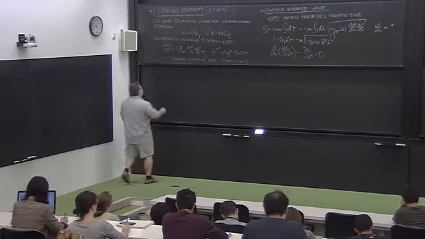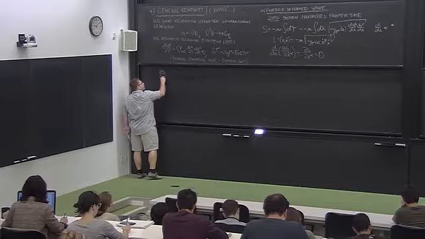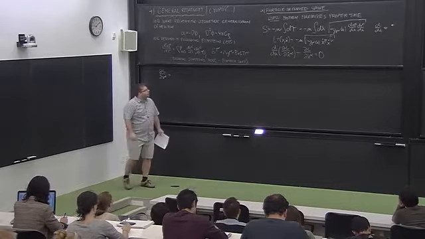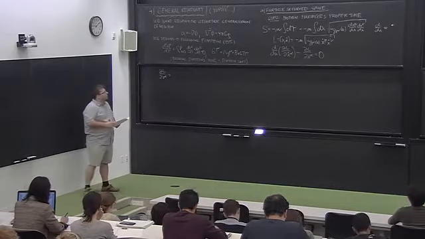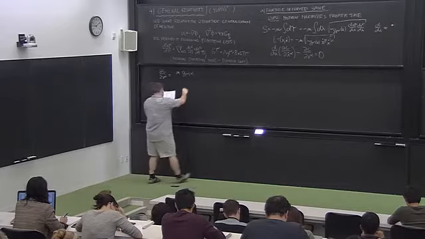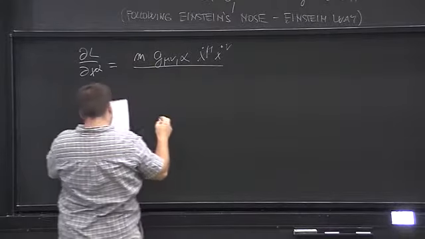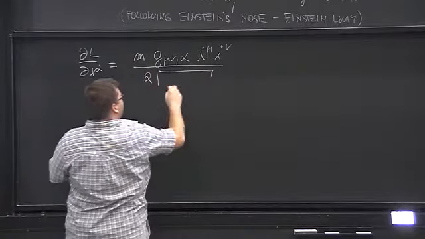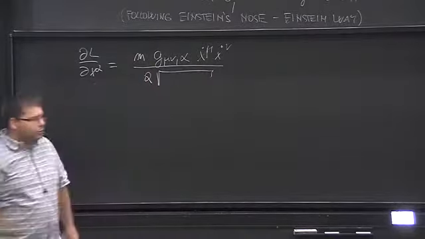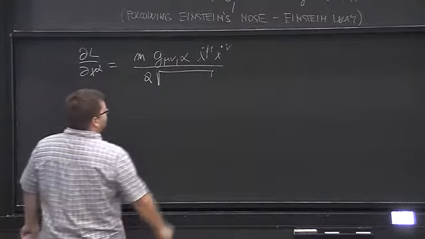All right, so now you can calculate dL over dx alpha. The only dependence is hiding in that metric. So it's equal to m times the derivative of g mu nu with respect to x alpha, times x dot mu, x dot nu, and then I differentiate the square root. So I'm getting 2 times the square root in the bottom. All right, so that's what dL over dx alpha is.